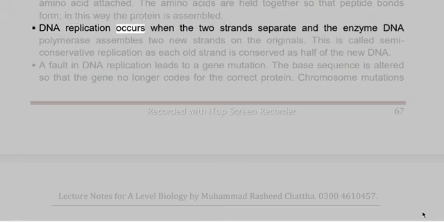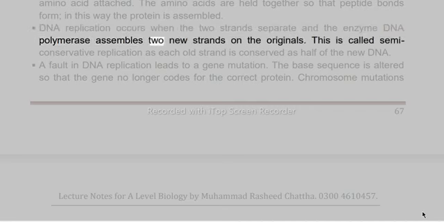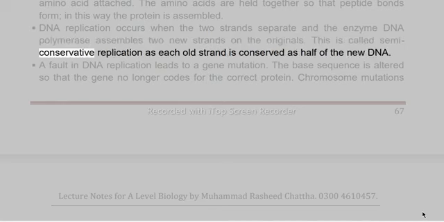DNA replication occurs when the 2 strands separate and the enzyme DNA polymerase assembles 2 new strands on the originals. This is called semi-conservative replication, as each old strand is conserved as half of the new DNA.